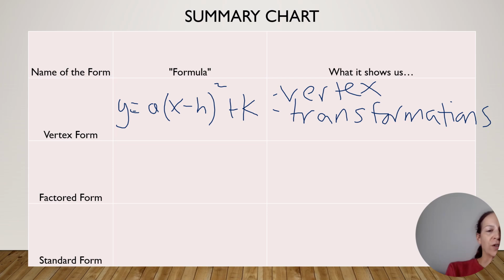Factored form looks something like this. Y equals a, so you would still have that number out in front, and it actually still performs the same function. So it would still tell you whether the parabola was stretched or compressed.